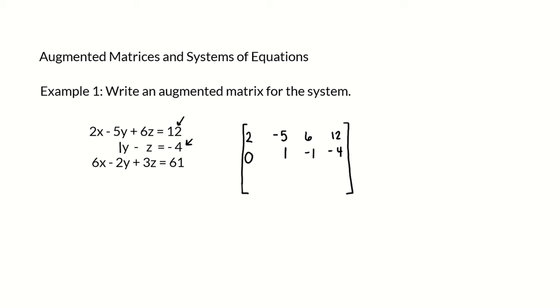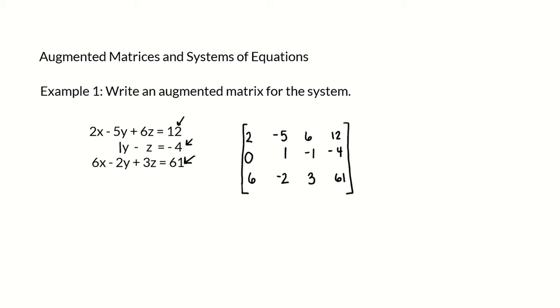And then the last row is 6 for 6x, -2 for -2y, and 3 for 3z, and the answer number is 61. So now in this matrix, the answers need to be separated from the variables.